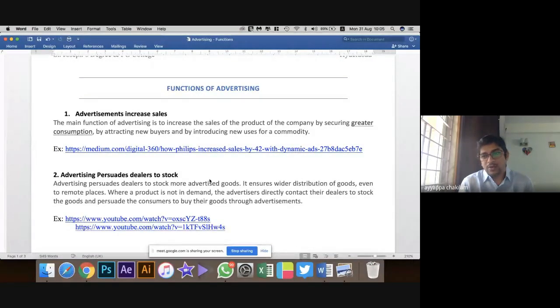So today we are going to learn about the functions of advertising. How do advertisements really function? What do they really want to achieve through their advertisement? What do the companies really want to achieve through their advertisements? So the first one is advertisements increase the sales.